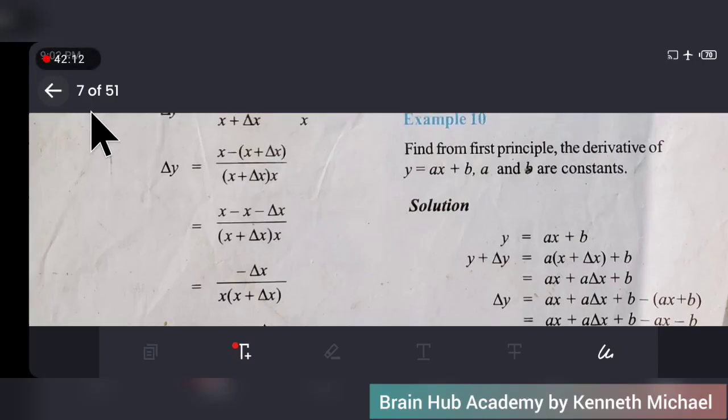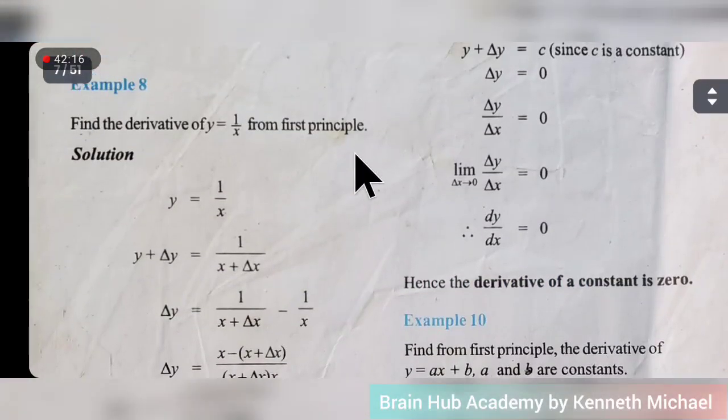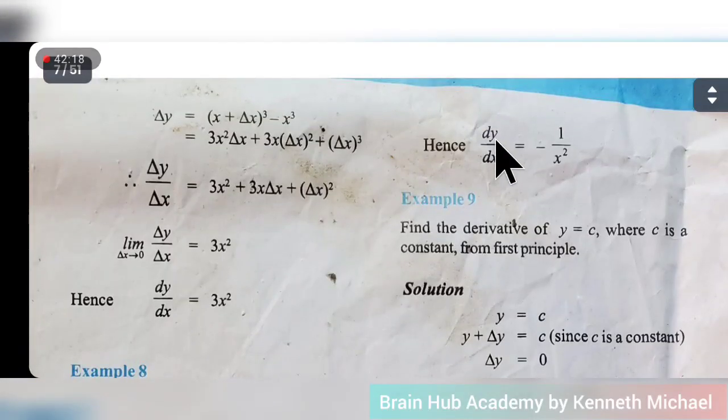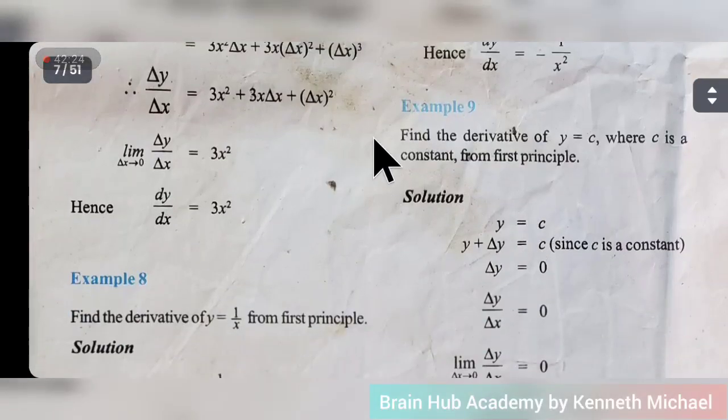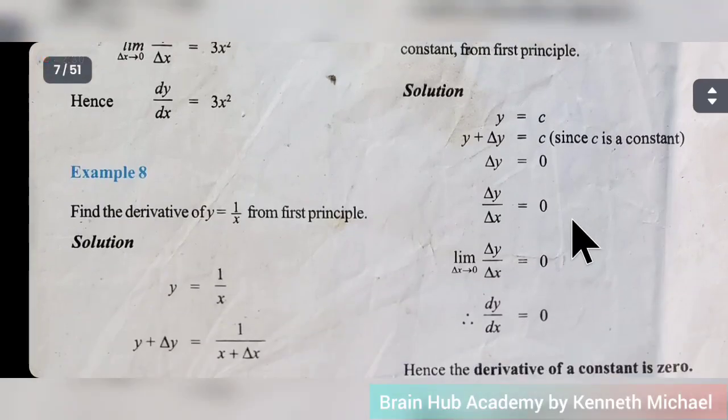Okay, so look at what we have here. Hence our dy ds will be minus 1 over s square. Alright, find the derivative of y equals c. The c is a constant. So of course the derivative of a constant is a constant.